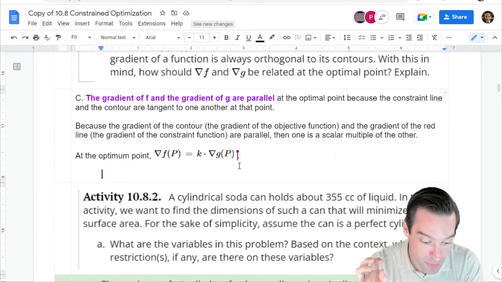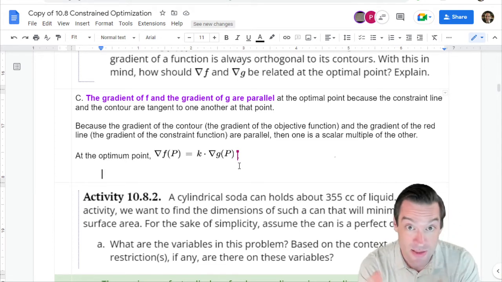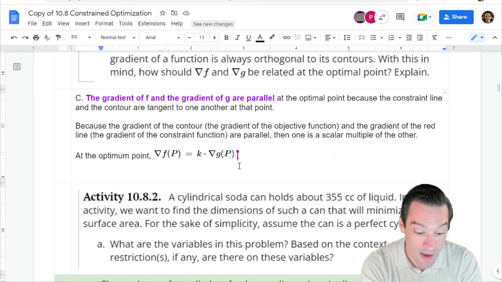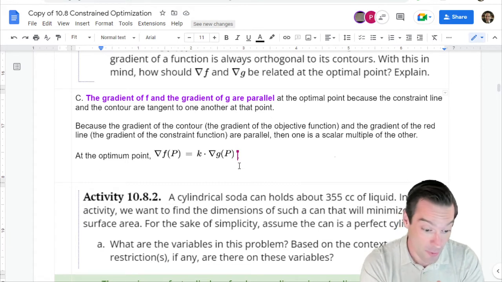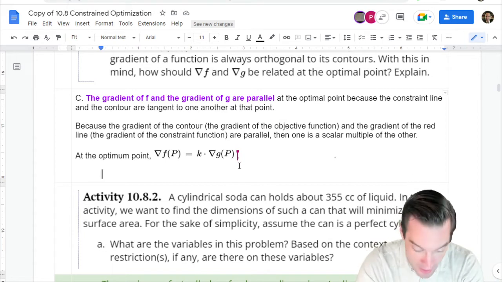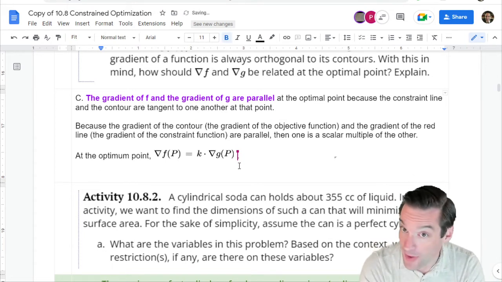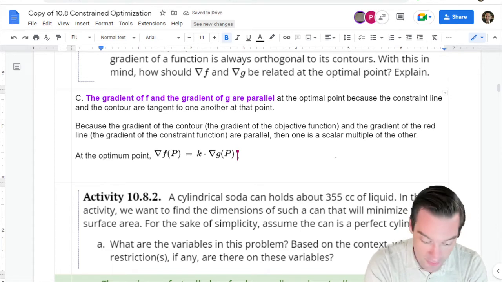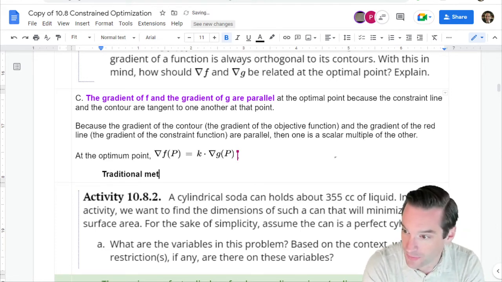So that proportionality constant between the gradients of f and g at our optimum point is known as the Lagrange multiplier. And so we have to solve for that in addition to solving for x and y if we're using the traditional method. But then I have an alternative method that we'll also look at afterwards. So, traditional method: solve the above for x, y, and k.